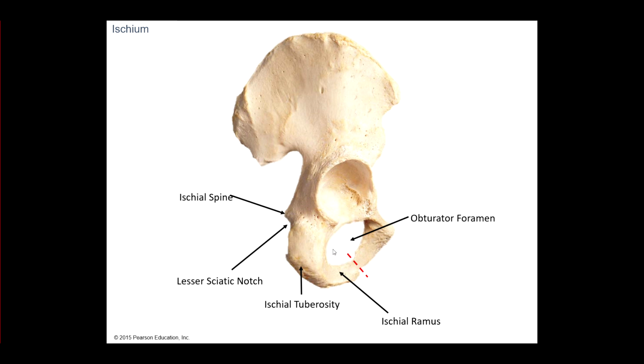So this big hole right here is the obturator foramen. The floor of this hole is two bones united together. The posterior aspect is the ischial ramus. Right, so the landmarks you need to know: the ischial spine, the lesser sciatic notch, the ischial tuberosity, the ischial ramus, and we're mentioning now this hole called the obturator foramen.